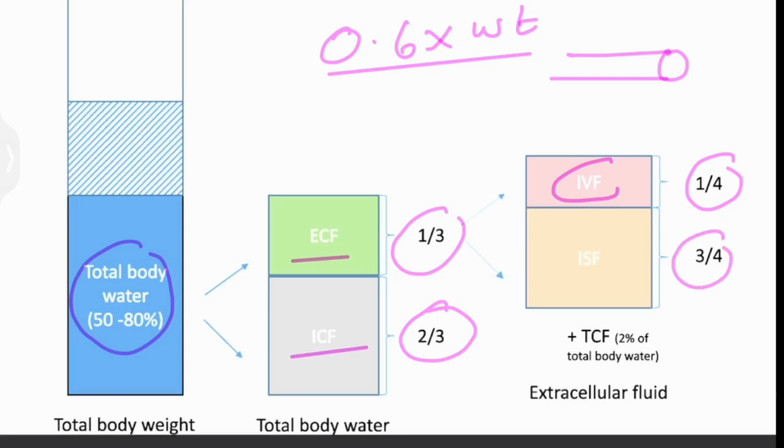So of the 1/3, we divide them into intravascular fluid and the interstitial fluid. Interstitial fluid is 3/4 of the extracellular fluid. Hope this is clear to you. So this accumulation in the interstitial space is called edema.